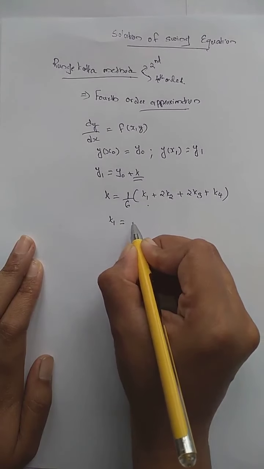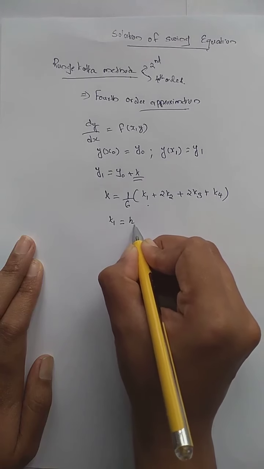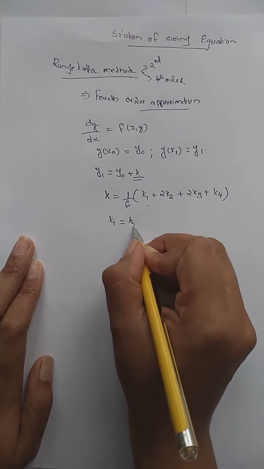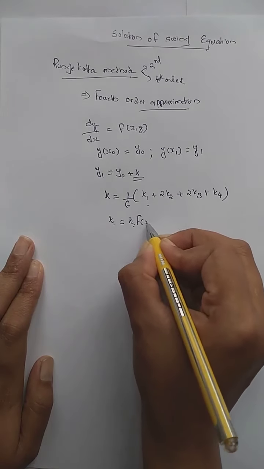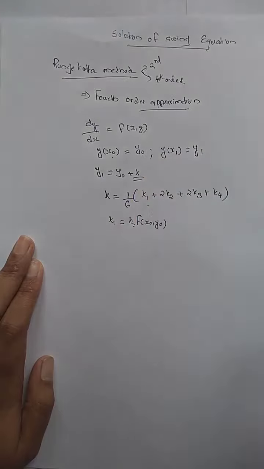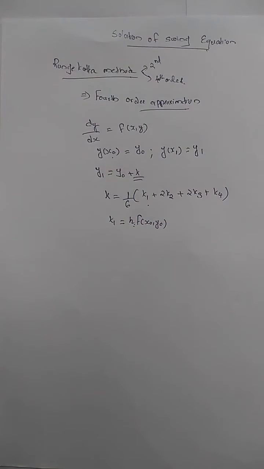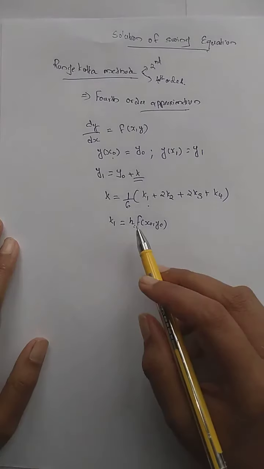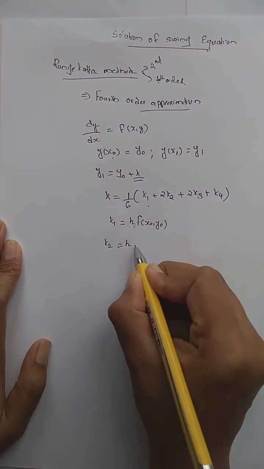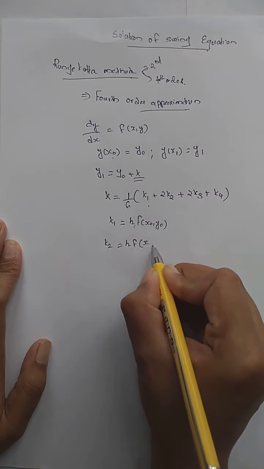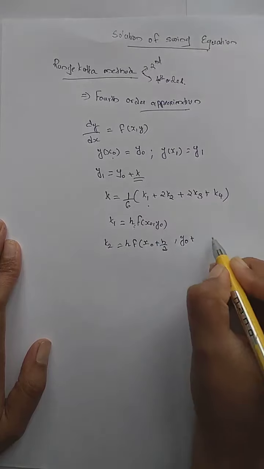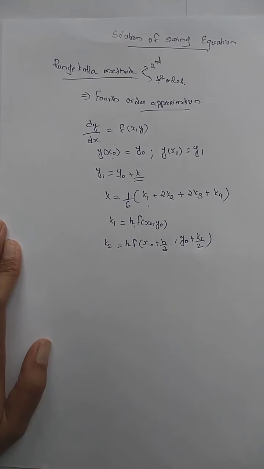Where k1 is equal to, what is k1? h is the time interval, or in our swing equation it will be delta t. So k1 is h into function of x0, y0. First we should have a predetermined value. Shall I repeat? Okay, I will write the equations, then I will tell you. So for k1 it is h into f of x0, y0, and for k2 it is h into function of x0 plus h by 2 and y0 plus k1 by 2. We have to find the equation.